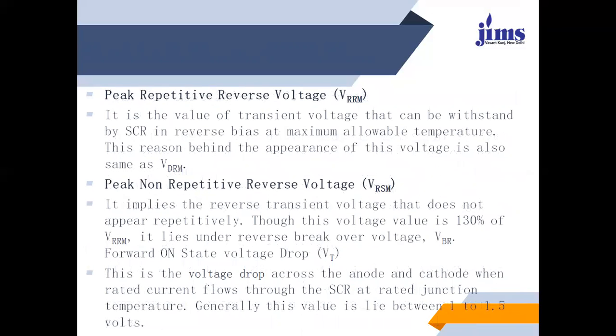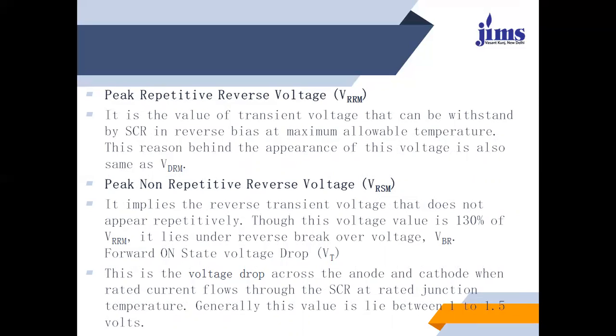The next parameter is the peak repetitive reverse voltage (VRRM). It is the value of transient voltage that can be withstood by the SCR in reverse bias at the maximum allowable temperature. The reason behind the appearance of this voltage is the same as for VDRM. Next is the peak non-repetitive reverse voltage (VRSM). It implies the reverse transient voltage that does not appear repetitively. This voltage value is 130% of VRRM, and it lies under the reverse breakover voltage.